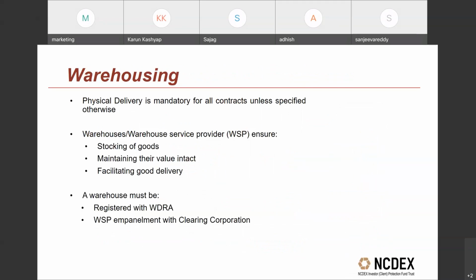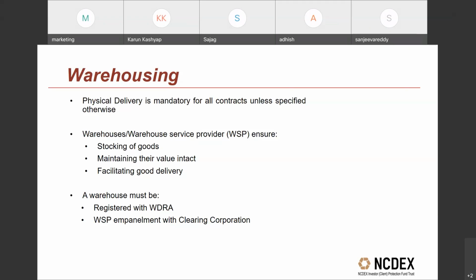So how is warehousing important for commodity derivatives? Because all the compulsory delivery contracts at the end of expiry will convert into actual physical delivery of goods. So the warehouse service provider maintains the stocking of goods, and quality and quantity are basically the responsibility of the warehouse service provider. So he ensures the quality and quantity for the buyer.